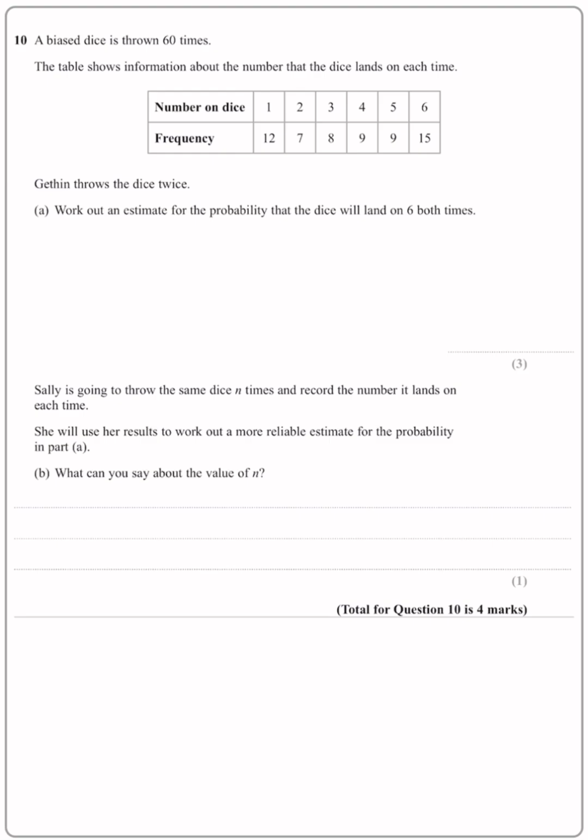Question number 10. The probability of it landing on a 6, according to the experiment, is 15 out of the 60. 15/60ths simplifies to a quarter. And so for it to land on a 6 2 times in a row, we need it to land on a 6 and on a 6 again. So times a quarter by a quarter, or square it if you prefer, and that's 1/16.